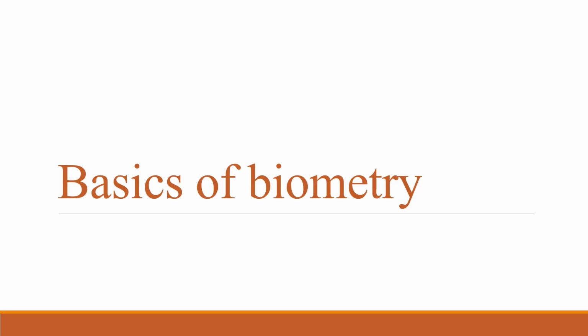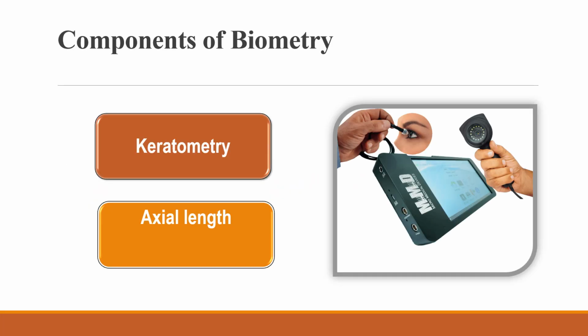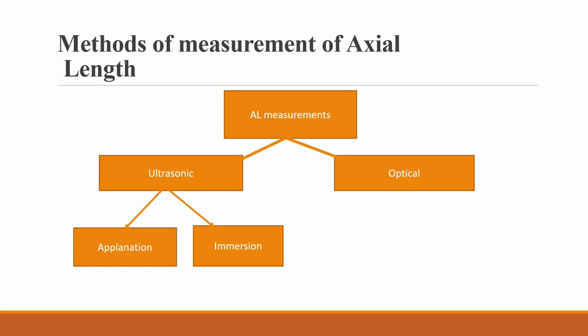Now on to discuss the basics of biometry. Components of biometry: biometry consists of two procedures, keratometry and axial length. Methods of measurement of axial length: we can use the ultrasonic method, which is divided into two subdivisions, applanation and immersion, and on the other hand, axial length measurements can be done by the optical method.